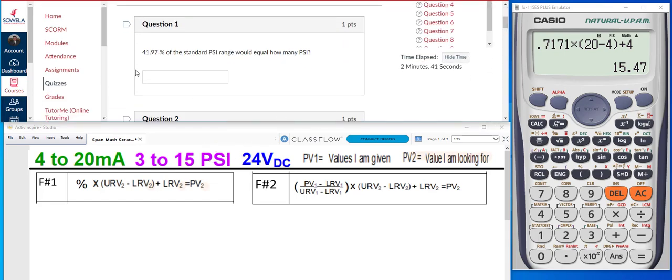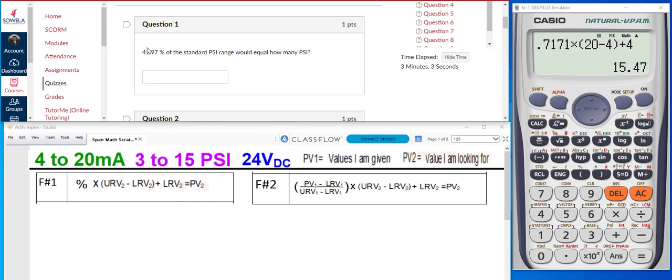So let's look at number 1. 41.97% of the standard PSI range would equal how many PSI? I want you to notice here that I just say the standard PSI range. I don't give you the range. I'm going to expect you to have that memorized. When you get your scratch paper, write the information down first before you start doing your work.